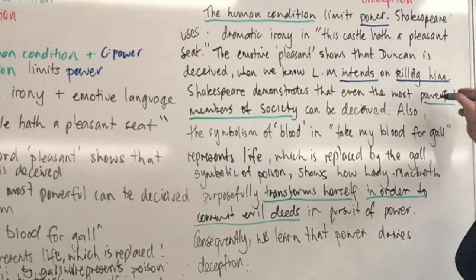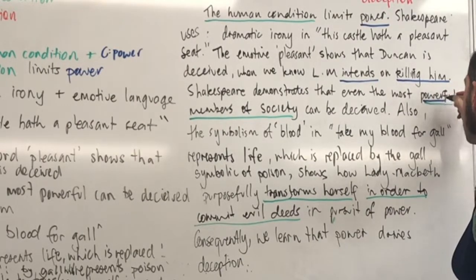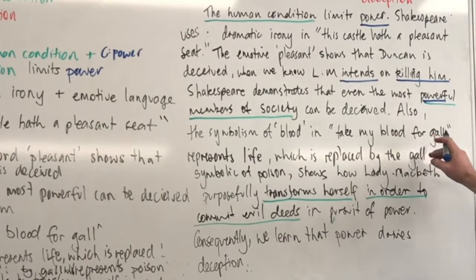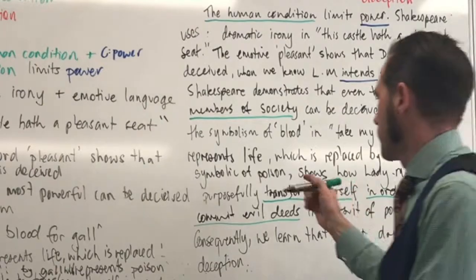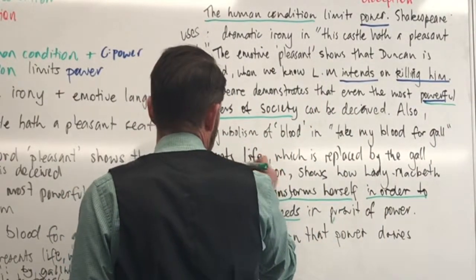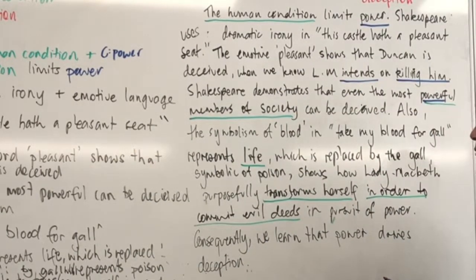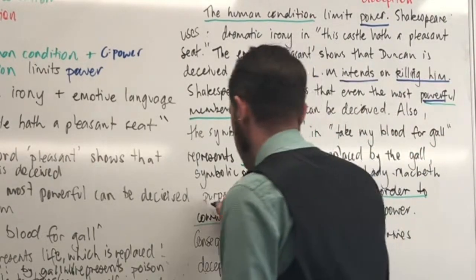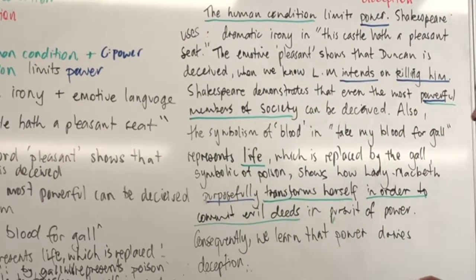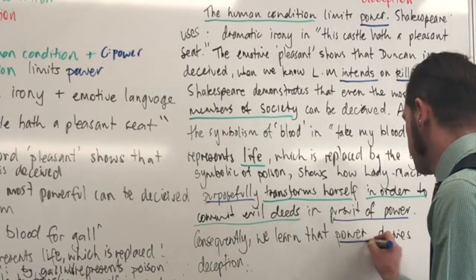Obviously there, we've got power. Also, the symbolism of blood in take my blood for gall represents life. Now, I should have worked that out before. Life, okay, that's of course about the human condition. Which is replaced by the gall, symbolic of poison, shows how Lady Macbeth purposefully transforms herself. Now, purposefully is all about power. Transforms herself in order to commit evil deeds in pursuit of power. We learn that power drives deception.